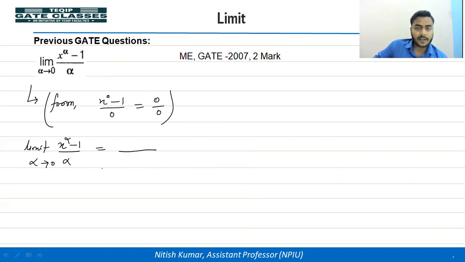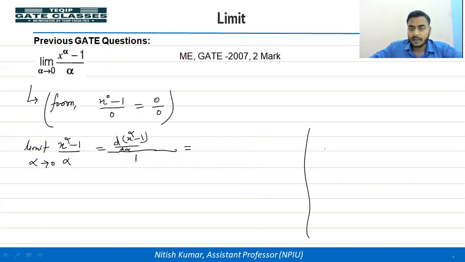See, we have to differentiate alpha with respect to alpha, right? So that will be 1. And this we have to differentiate with respect to alpha, x to the power of alpha minus 1. So how can we do that? What is the variable? We are checking the limit as alpha approaches 0. So in this case, x is constant.